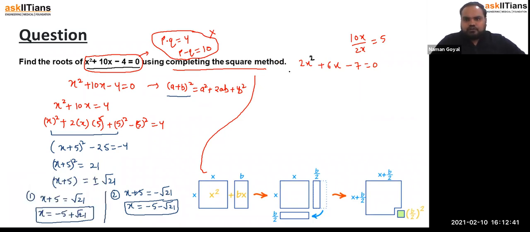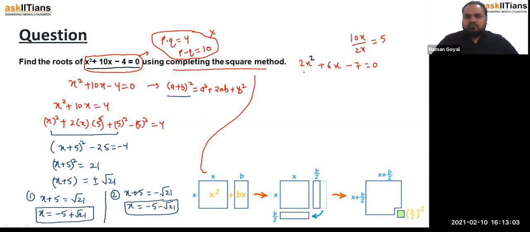Okay, now we are going to do this. If this type of question is given, where the coefficient of x square is not 1, as you can see in this question, then what we have to do first is make the coefficient of x square 1, because if you make the coefficient of x square 1, then it becomes easier to solve.